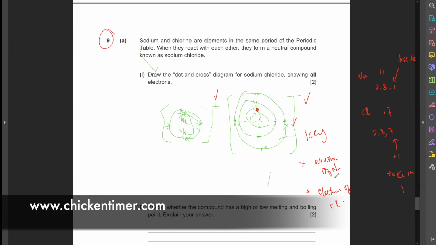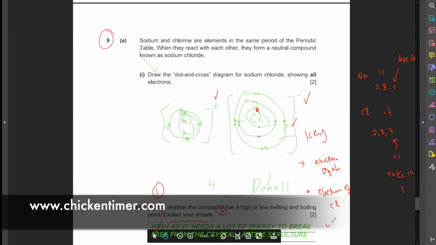Number 2, predict whether the compound has high melting point or low melting point. Then you have to explain your answer. Okay, predict whether the compound has high melting or boiling point. That's one. And then second, explain your answer. So two parts here. It has high melting and boiling point to overcome strong electrostatic forces of attraction.